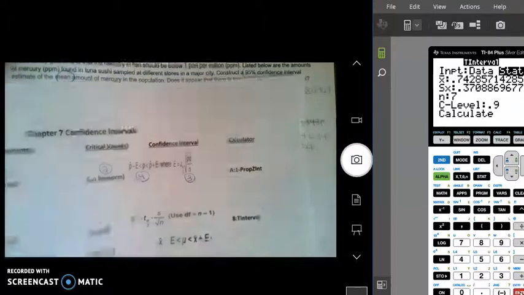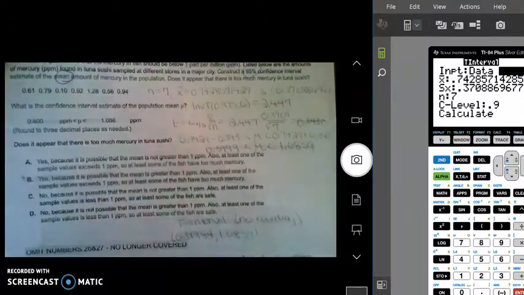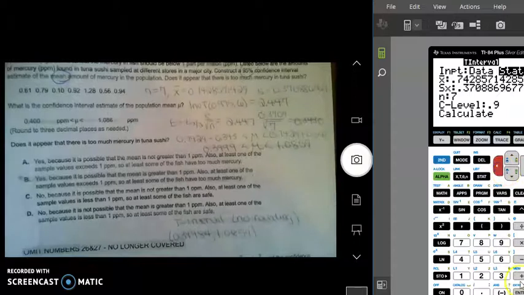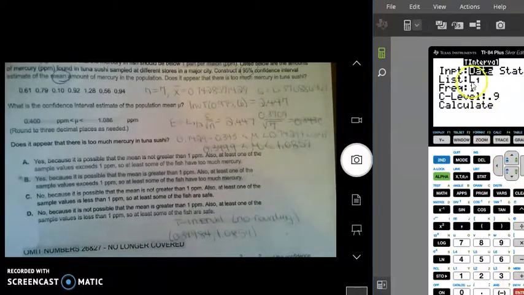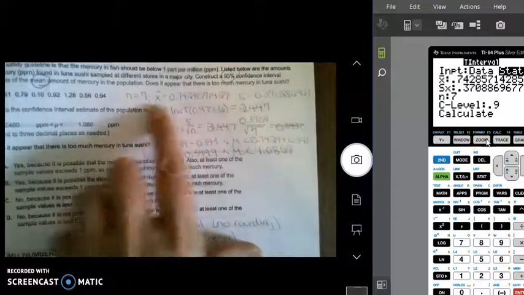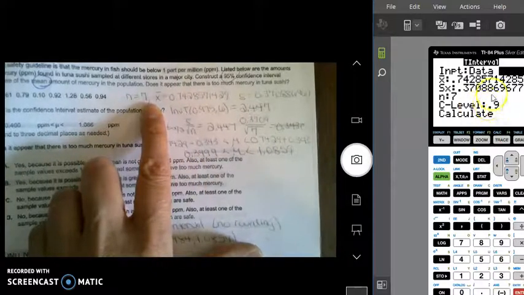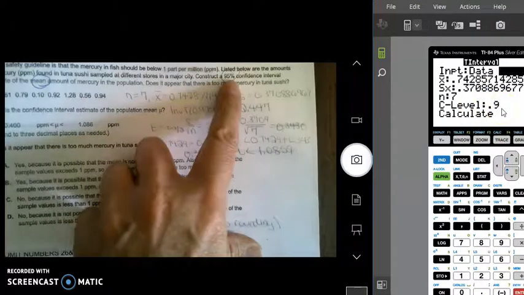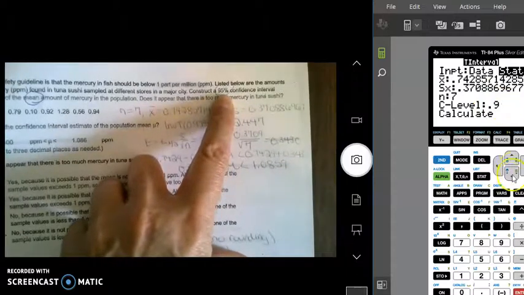Okay, you have 2 choices here. You can either use data, if you have your data in a list, which I actually do here, or you can use statistics, and you could put the statistics in. So here I actually already have x bar, s, and n in there. The one thing I want to change is this confidence level. For my problem, it says 95%, so I do want to change the confidence level to be 0.95.